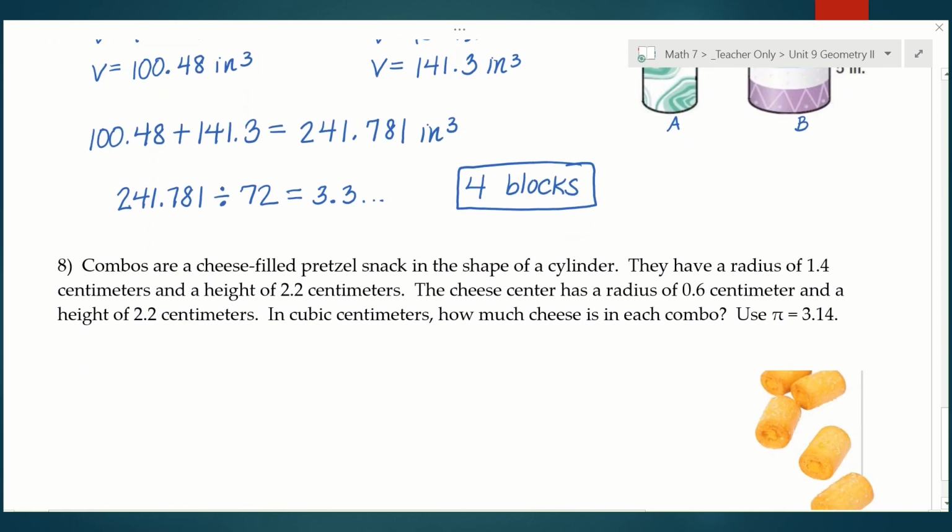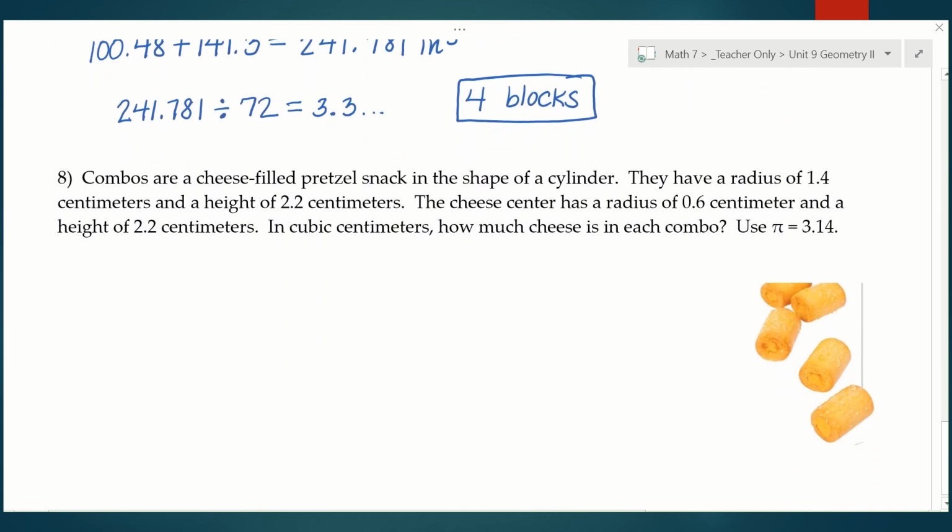All right, last one. Combos are a cheese-filled pretzel snack in the shape of a cylinder. They have a radius of 1.4 centimeters and a height of 2.2 centimeters. The cheese center has a radius of 0.6 of a centimeter and a height of 2.2 centimeters. In cubic centimeters, how much cheese is in each combo?